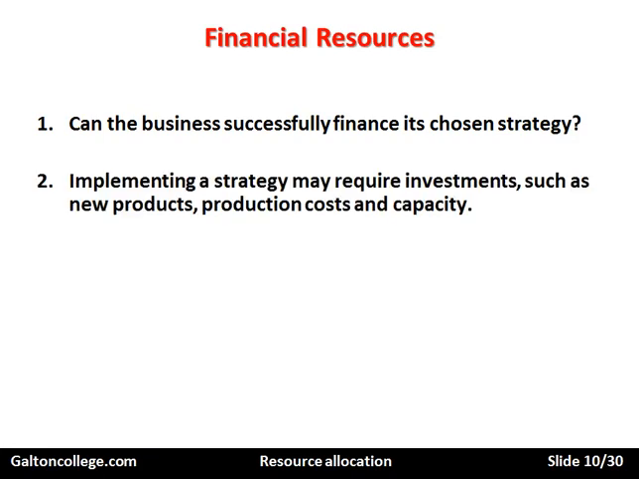Implementing a strategy may require investment such as new products, production costs and capacity. It may require new machines, or it may require new premises. It may require new technologies to be introduced. So it's a question of financing these. The management of the business may be totally familiar with what is needed, but they simply can't afford it. They haven't got the resources. So it's necessary to ensure that strategies are linked to financial resources.